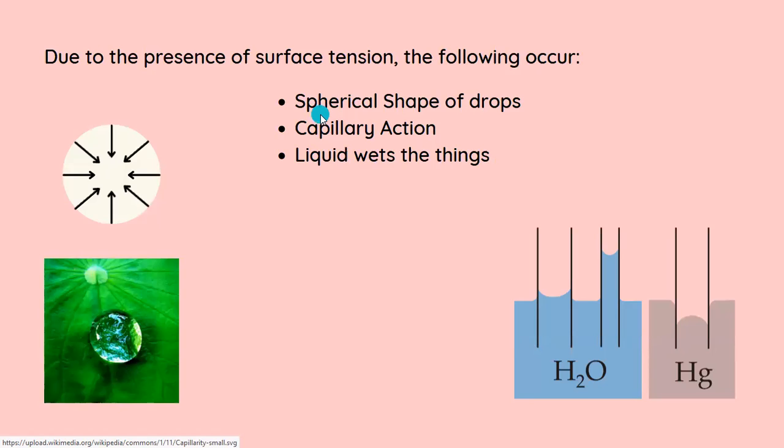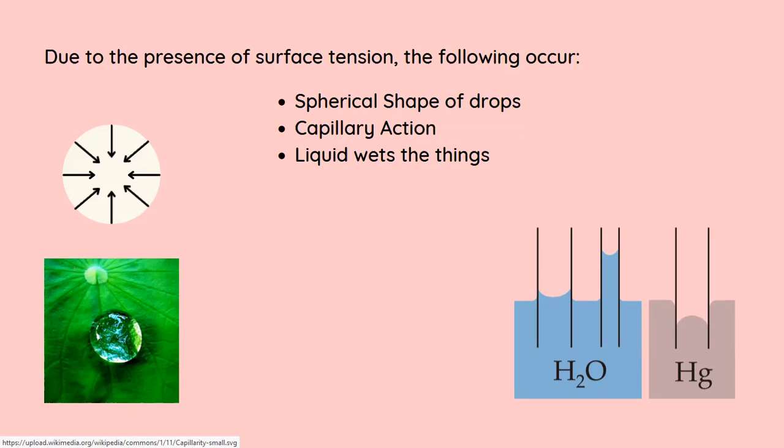There are three things which are happening around us because of the presence of surface tension: spherical shape of drops, because for a particular volume of liquid, the one with the least surface area is a sphere, and so liquids prefer spherical droplets. In the presence of gravity, the shape of the sphere might be a little off, but in the absence of gravity, you might have a perfect sphere.